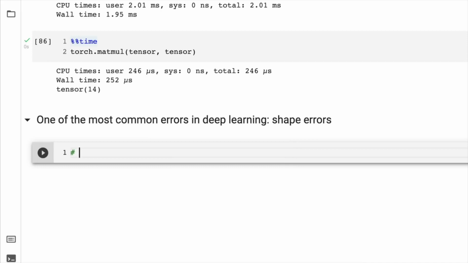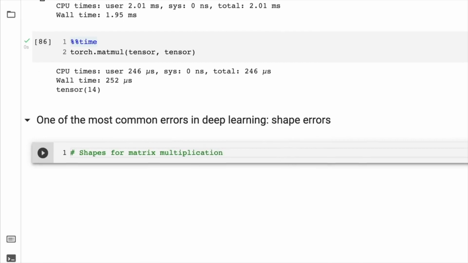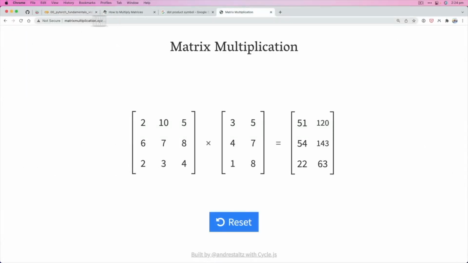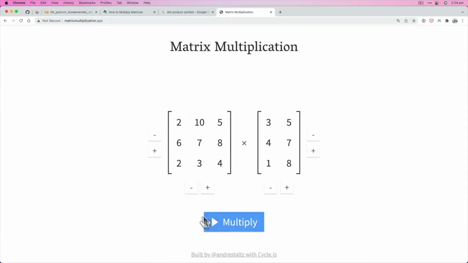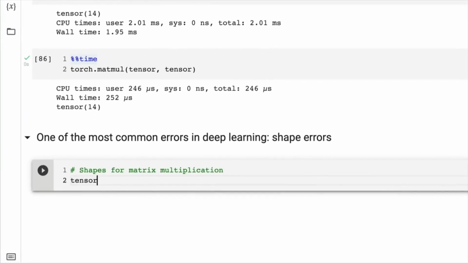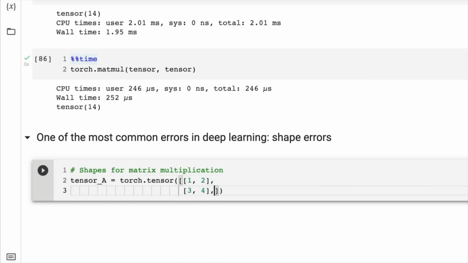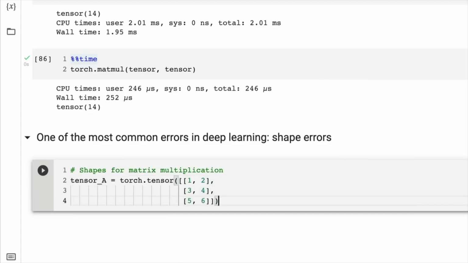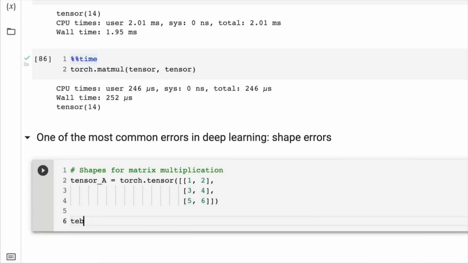So let's create some tensors, shapes for matrix multiplication. And I also showed you the website, matrixmultiplication.xyz. I hope you had a go at typing in some numbers here and visualizing what happens, because we're going to reproduce something very similar to what happens here, but with PyTorch code. Shapes for matrix multiplication. We have tensor A. Let's create this as torch.tensor. We're going to create a tensor with just the elements 1, 2, all the way up to, let's just go to 6, hey? That'll be enough. 6, wonderful.